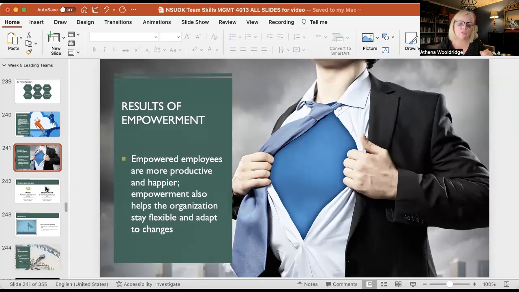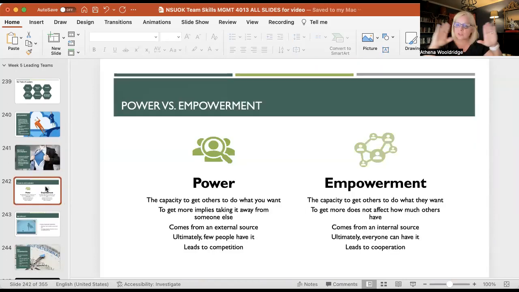And that is the result of being empowered. So what are the differences between power and empowerment, right? Power is the capacity to get others to do what you want. You're coercing them in some way. It comes from an external source. It leads to a lot of competition. Empowerment, again, is the capacity to get others to do what they want instead.